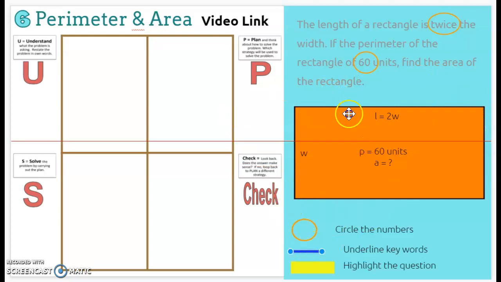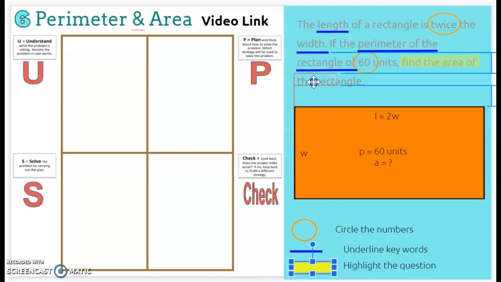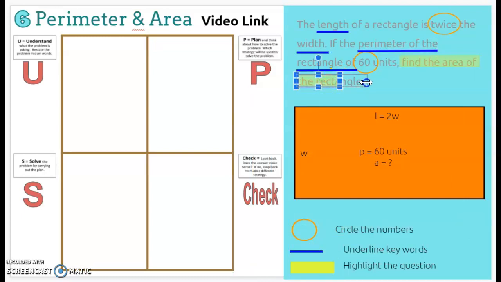So let's go back to our word problem. First of all, we have length is twice the width. So we have width right here. We also have the perimeter of the rectangle is 60 units, so we do know what that is. So I'm going to make that over here, and we need to again find the area. So right here is what's going to be highlighted because that's what we're looking for, the area of the rectangle.